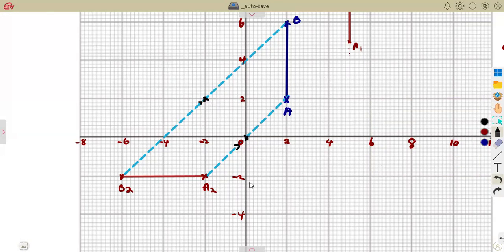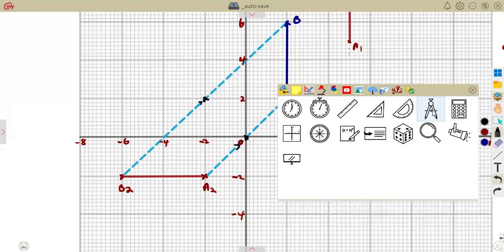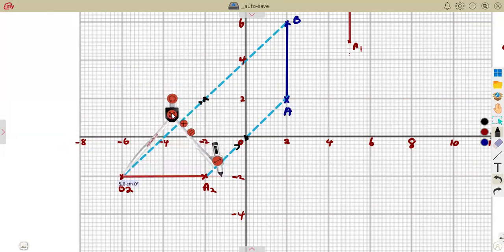Because what you want to bisect, guys, is to find half of the line. So anyways, if you do not understand the concept, that's what you're going to do to bisect. In this case, I'm going to bisect B to B2. Remember, to bisect a line, you need to open more than half of the line. So this is approximately more than half of the line.